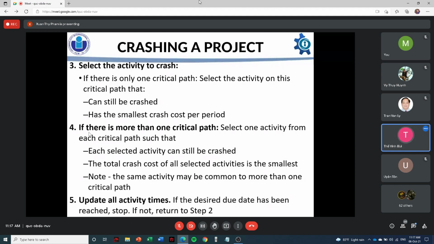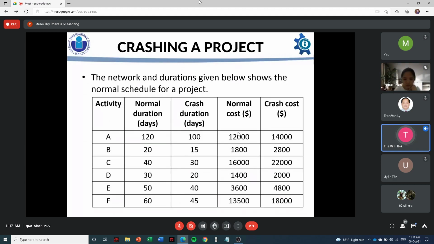The fourth step is, if there is more than one critical path, select one activity from each critical path such that each selected activity can still be rushed and the total rush cost of the selected activities is the smallest. Note that the same activity may be common to more than one critical path. The fifth step is to update the activity times. If the desired due date has been reached, stop. If not, return to steps 2, 3, 4, and 5. So that is the end of the presentation.